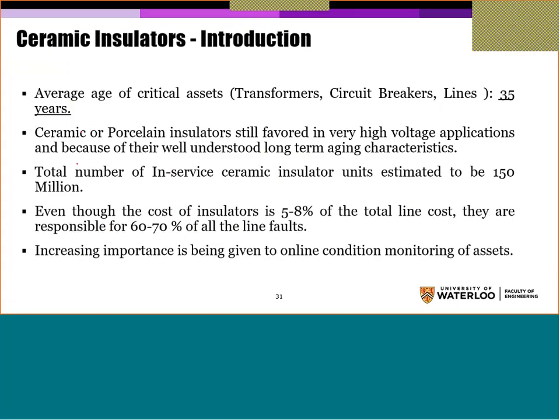Now, as an introduction, the age of ceramic insulators is extremely old, those ones, okay? We have in North America around 150 million of those ceramic insulators, and many of them have exceeded their life, which is 30, 40, 50 years. Although the cost of those insulators is 5 to 8% of the overhead line cost, they are responsible for 60 to 70% of the line faults. So most of the cost doesn't go into this material, however, most of the failures come from it. So it's very important to inspect them.